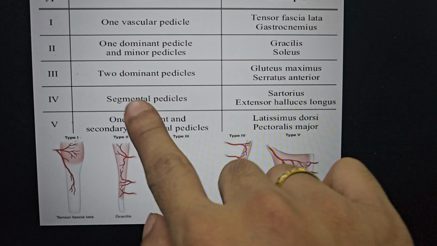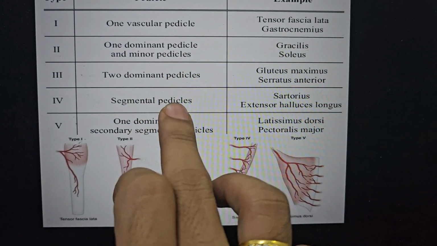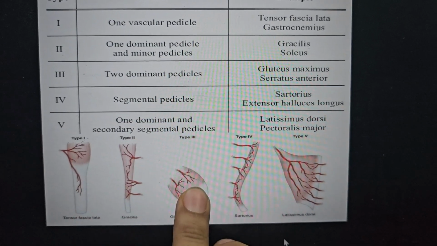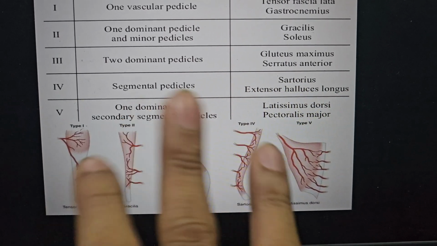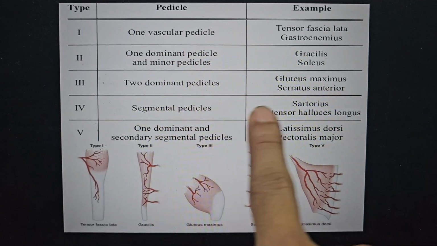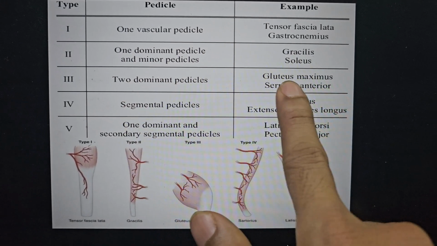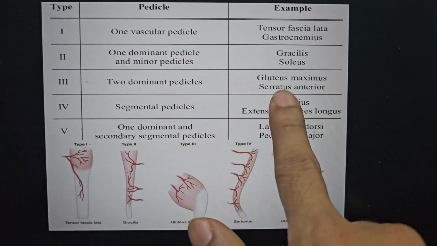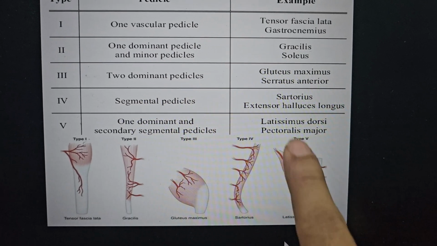And then two dominant pedicles. So two, where do we see two things? I mean, everything in the body, we have two, like two calves, two thighs, 2 feet, 2 hands, but then the most prominent features are 2 buttocks and 2 breasts. So 2 buttocks, gluteus maximus, 2 dominant pedicles. And for serratus anterior, the breast is somewhere over the serratus anterior area, so serratus anterior.